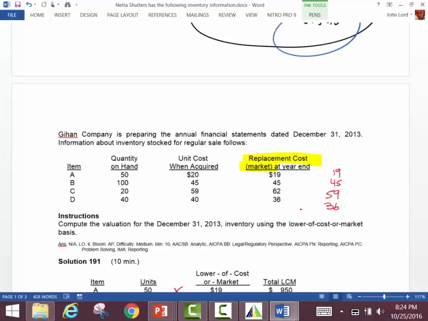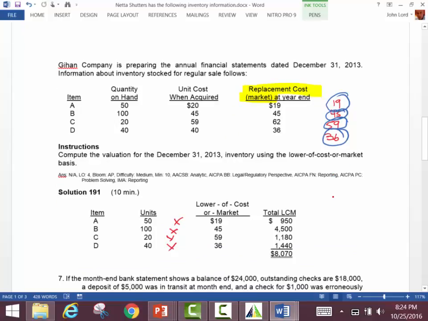It's lower of cost or market, isn't it? So you pick up the lower of the cost or the market. Okay, and so what happens? What's lower? What's lower? The 19s. Okay, good. What's lower here? Well, they're the same, so we got to pick the 45. What's lower here? 59. What's lower here? 36. And then you just simply do the extensions, don't you? Down here, taking these numbers.